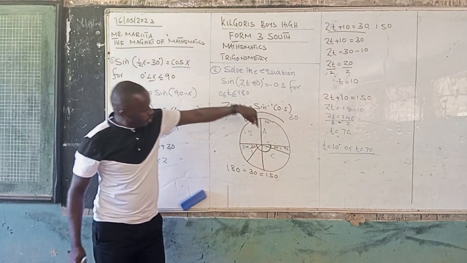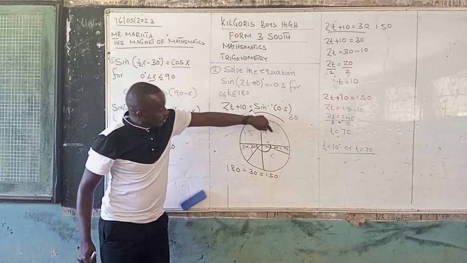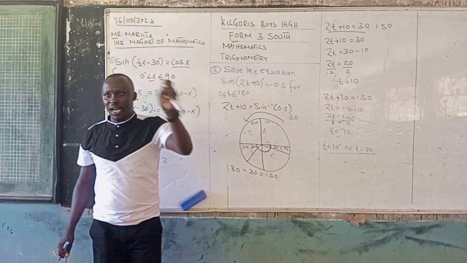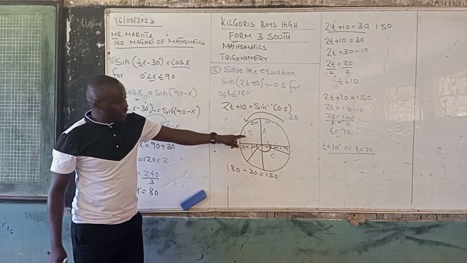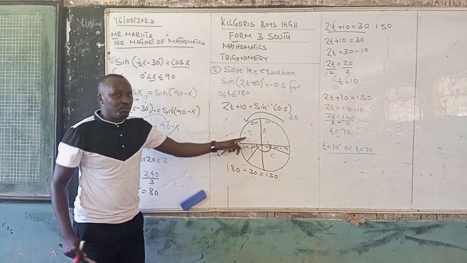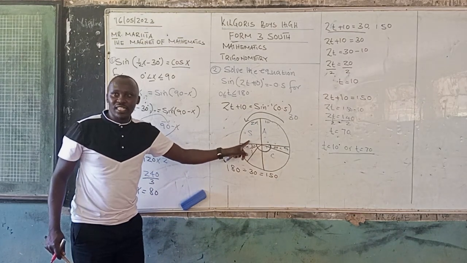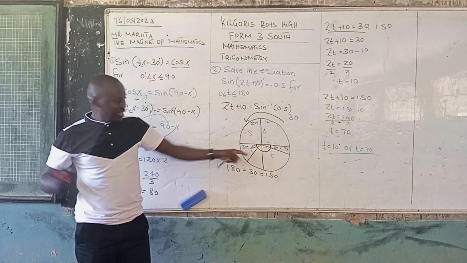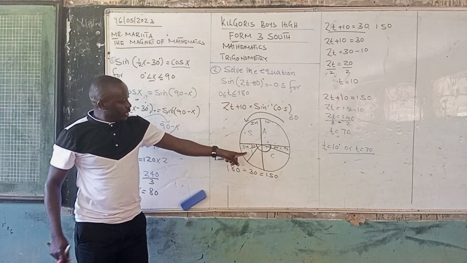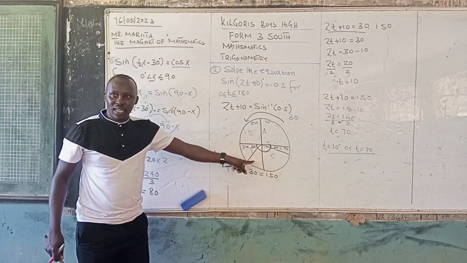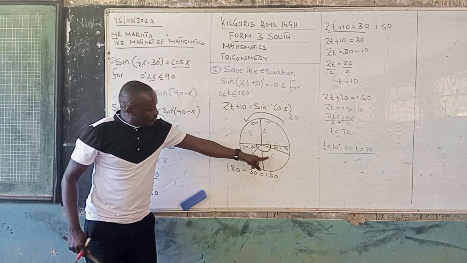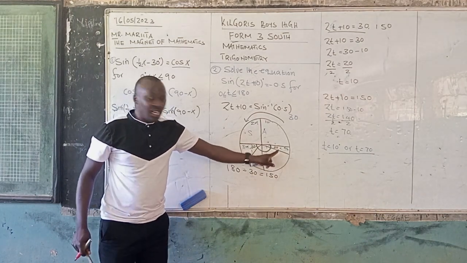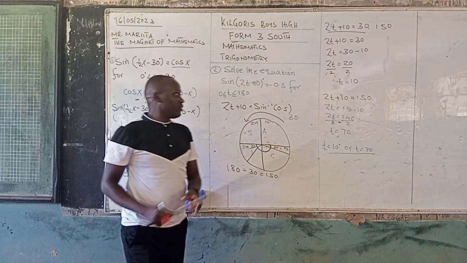You can use this formula: All Students Take Coco. The sine, the cosine, and the tangent, all of them in the first quadrant are positive. In the second quadrant, only the sine is positive. The cosine and the tangent are negative. When we come to the third quadrant, only the tangent is positive, meaning the sine and the cosine are negative. When you come to the fourth quadrant, only the cosine is positive. Then the sine and the tangent are negative.